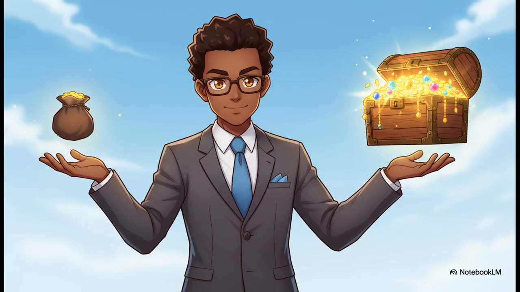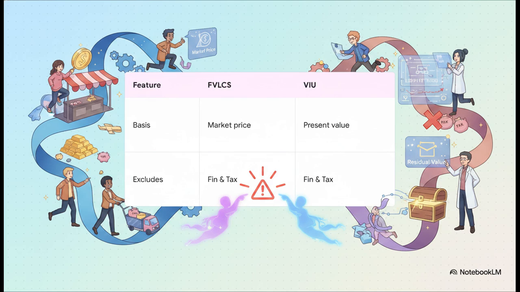Why? Because a rational business is naturally going to choose the best possible financial outcome. If keeping the asset makes you more money, you keep it. If selling it makes you more, you sell it. You always pick the higher metric. And that gives us our two options. First, the open market route, which is fair value less cost to sell. Second, the internal operational route, known as value in use.